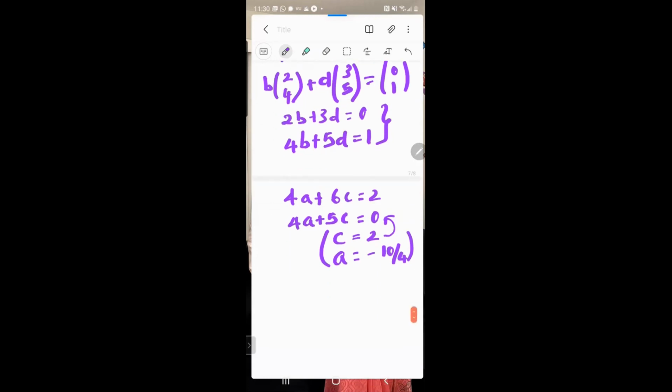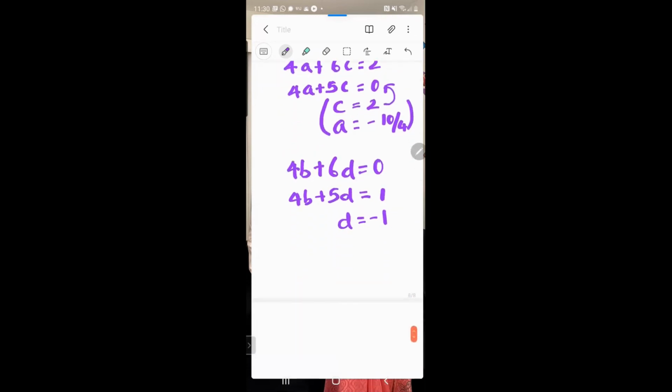Then I'm solving for 2B plus 3D. So multiply the first one with 2. 4B plus 6D equal to 0. 4B plus 5D equal to 1. So I subtract this, I get D equal to minus 1. Substitute that back into this, I get B equal to 5 over 4. Makes sense?